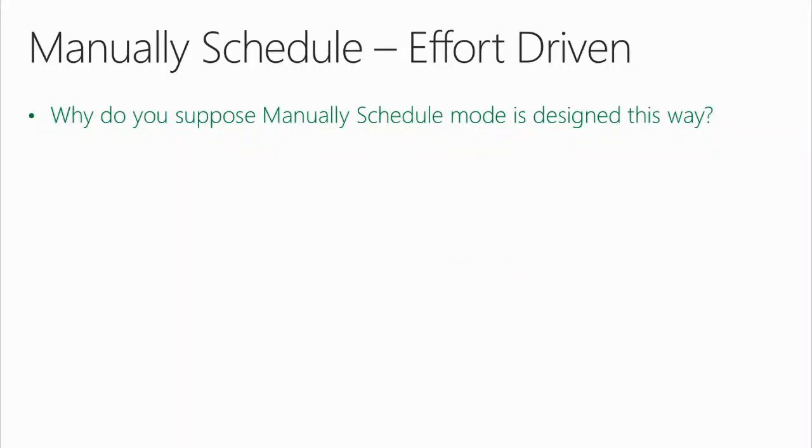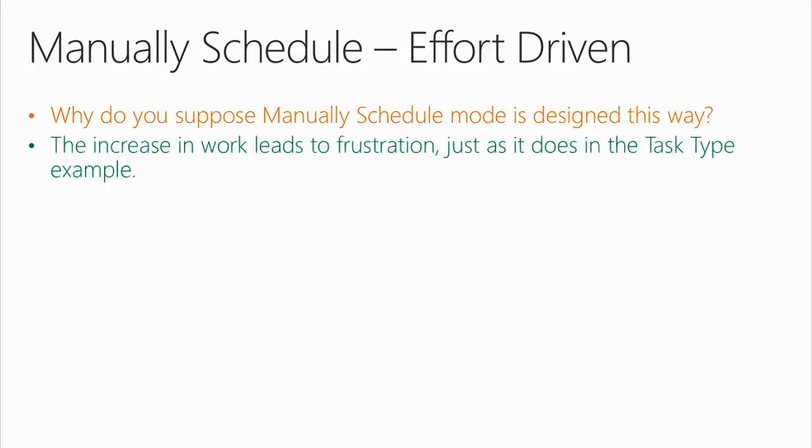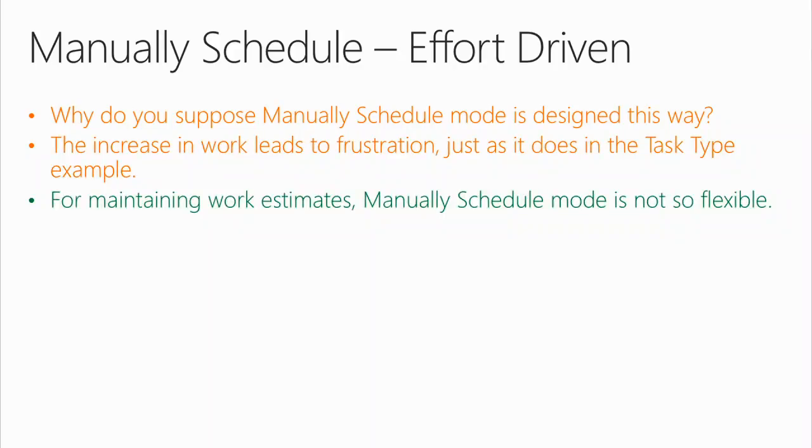Why do you suppose manually scheduled mode is designed this way? Because the whole concept of manually scheduled mode is to not let things change, in particular dates. So when you go make other changes outside of our stated recommendation, manually scheduled mode is trying, through fixed duration, to hang on to those dates at the expense of other very important attributes of your project. The increase in work leads to frustration, just as it does in the task type example. For maintaining work estimate, manually scheduled mode is not so flexible.